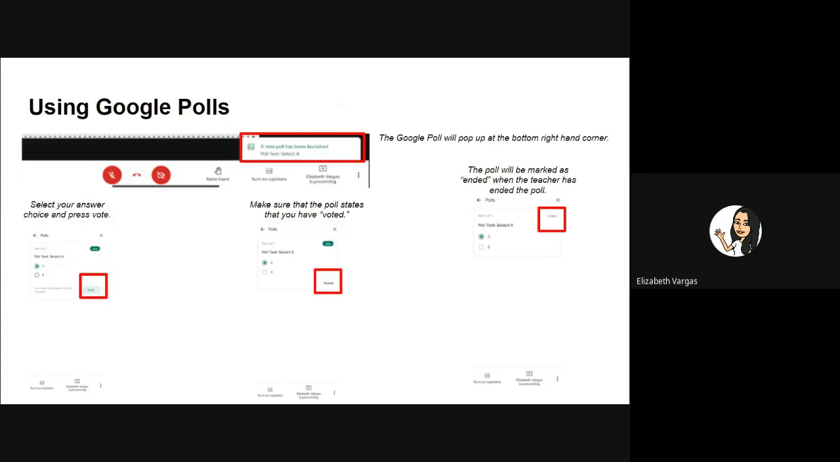Today we're going to use a variety of Google polls. Just a reminder of how to access the Google poll. Whenever I launch the poll, it will pop up at the bottom right-hand corner. You'll select whatever answer choice you want and then press vote. Make sure that the poll says that you have voted so that you know that you have submitted your answer. If you do not press vote, I will not get your answer. The poll will be marked as ended when the teacher has ended the poll. Any questions about how to access the Google poll? We'll see a couple of them pop up today as we dive into Unit 4.